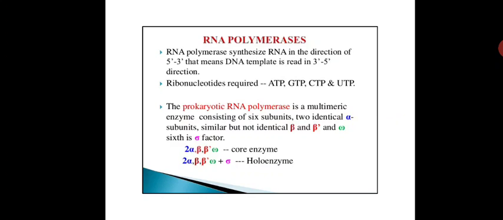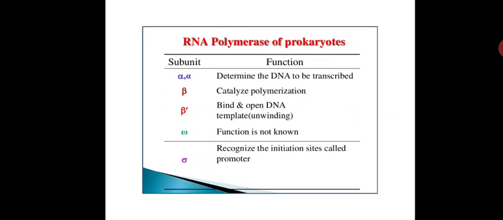2 alpha, beta, beta prime and omega. These are the core enzyme. When this core enzyme is attached to the sigma subunit or sigma cofactor, it forms the holoenzyme, that is, the completely active RNA polymerase, which is required to carry out the process of transcription. So this is the revision of the structure of RNA polymerase.